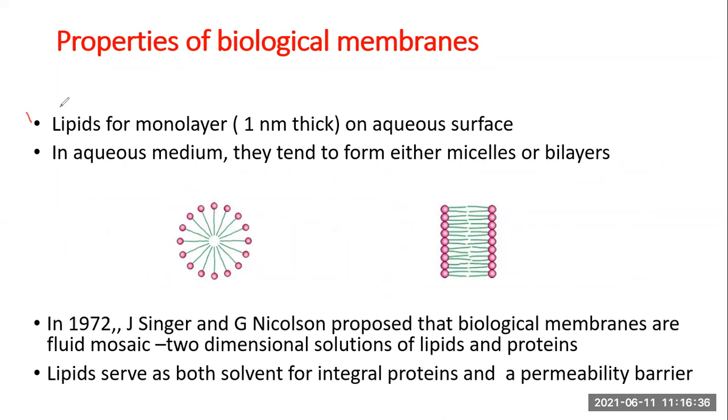Lipid is one of the major components. Lipid has a tendency to form a monolayer when it is spread on an aqueous surface. Monolayer means one molecule thick layer. The thickness of the lipid layer is around 1 nanometer, 10 to the power minus 9 of a meter, on an aqueous surface. So let's say this is the aqueous surface. Lipids have a tendency to form a monolayer like this.